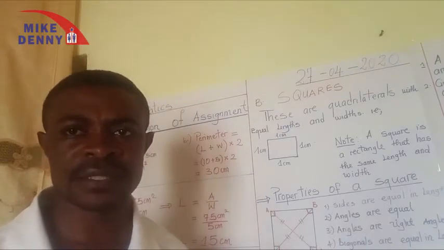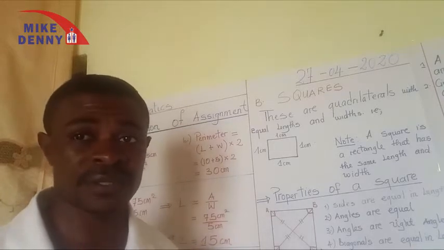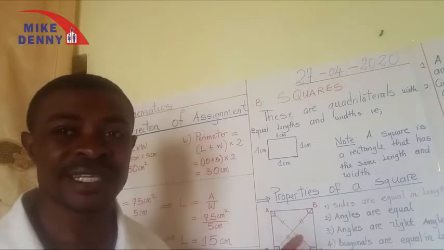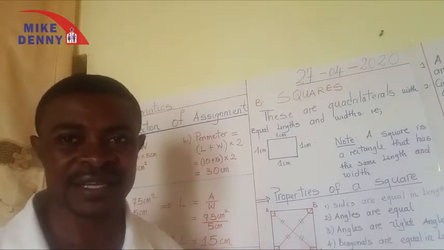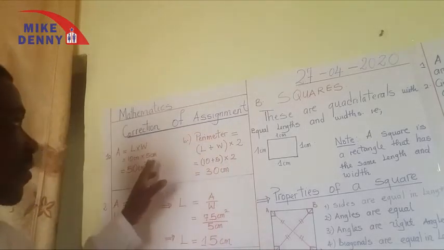In the last class, we were working with quadrilaterals and we started with triangles. We went to rectangles, and today we have to look at the activity I gave you on rectangles. After that, we will go to our lesson proper. So let's look at the activity I gave you on rectangles.